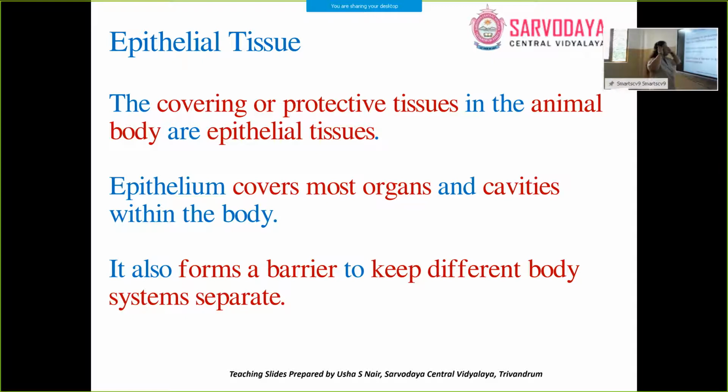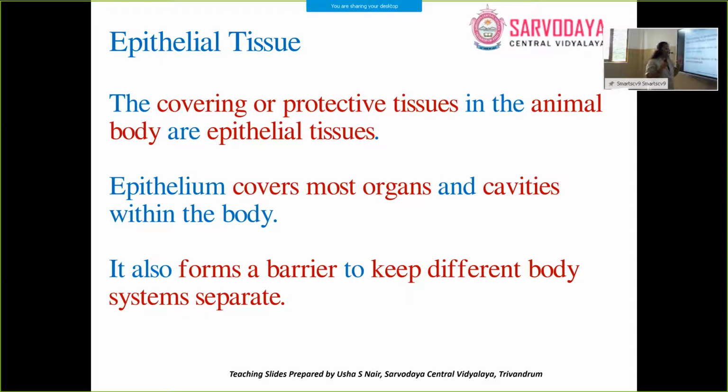Here it is the outer covering or the protective tissue in the animal body. The covering or protective tissues in the animal body are the epithelial tissues. I won't rush here because we cannot rush through such portions. You have to be very attentive when we are doing this. You all have to be with me. These are epithelial tissues, covering or protective tissue. Epithelial tissue covers most of the organs and cavities within the body.